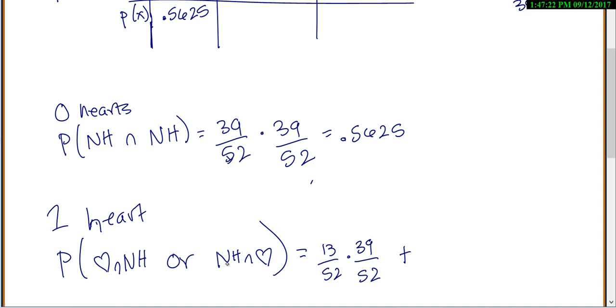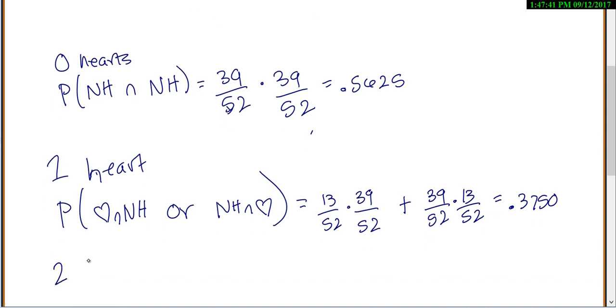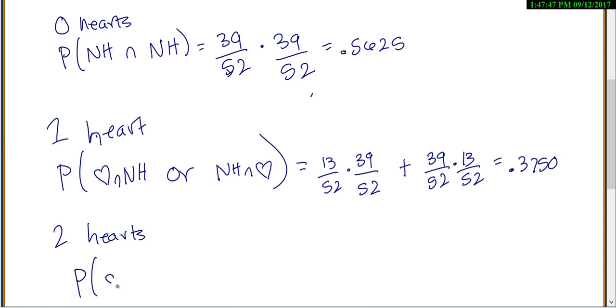For the or, we'll do a plus. Now for not heart, there's again 39 out of 52, and a heart is 13 out of 52. This gives me 0.3750. Again, notice there are 2 different ways you can get 1 heart, and you need to find the probability of each of them. And finally, for 2 hearts, the only way you can get 2 hearts is you have to have a heart and a heart. The first heart will be 13 out of 52, and the next heart again will be 13 out of 52, which gives me 0.0625.